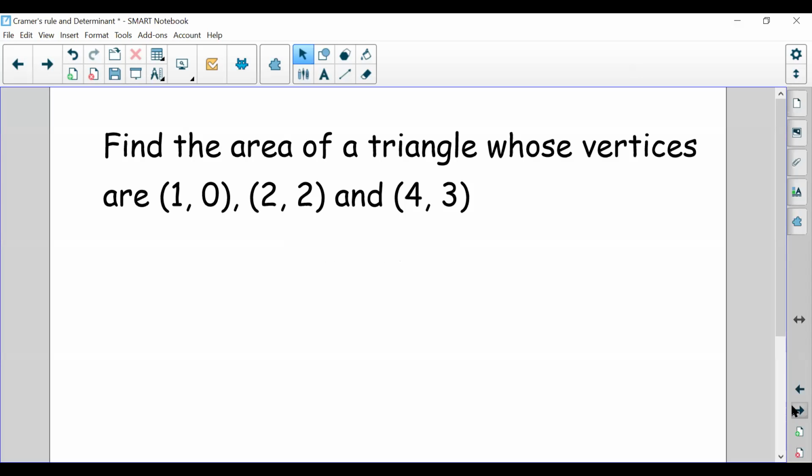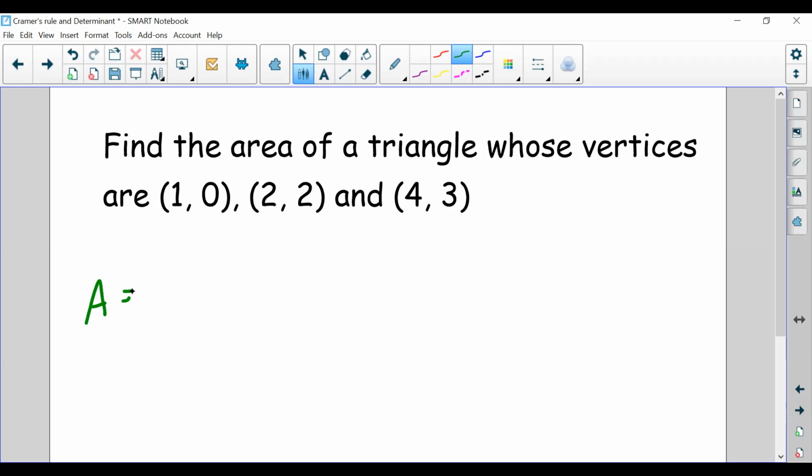So the formula we're going to find for area is: area equals. Now, is area positive or negative? What do we always know about area? Positive. Area is always positive. So we're going to use our determinant here, but our determinants sometimes are negative and sometimes are positive.